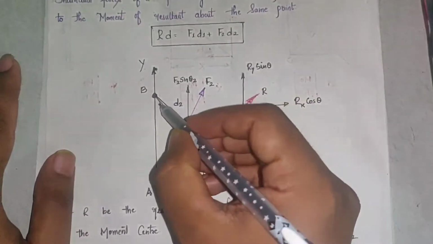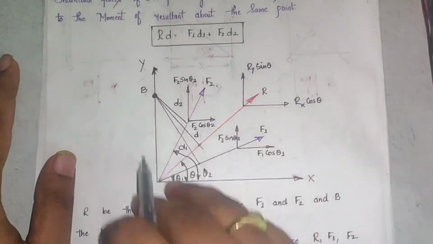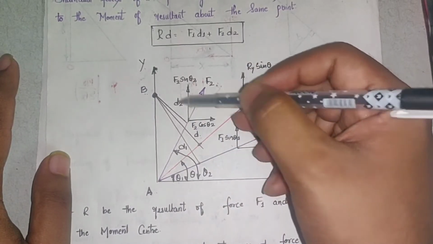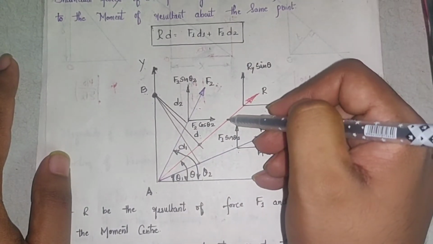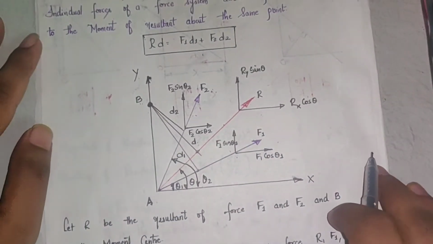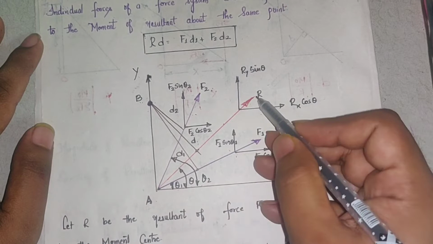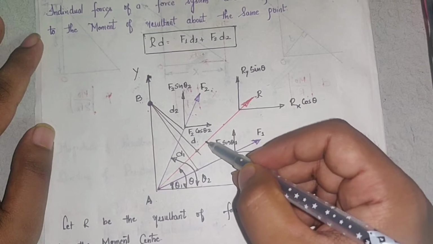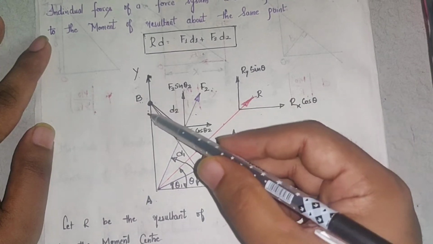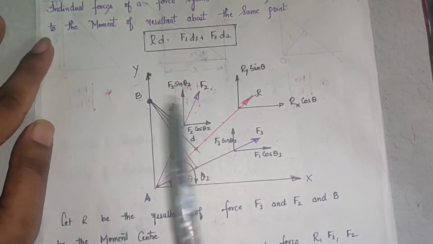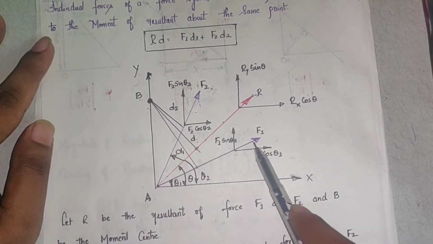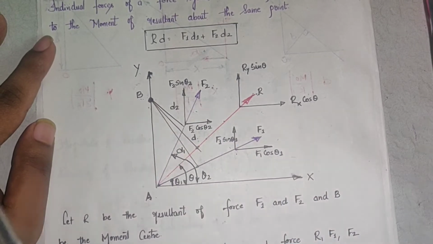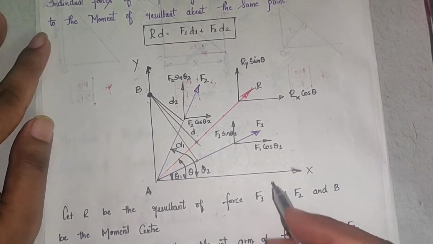Now if I mark an imaginary point B here on the y-axis, and from this point B I take the perpendicular distances of these two forces and the resultant, then Varignon's theorem says that the moment of the resultant R about point B will be the same as the moment of the forces F1 and F2 added together about the same point B. Now how will that be proved here?